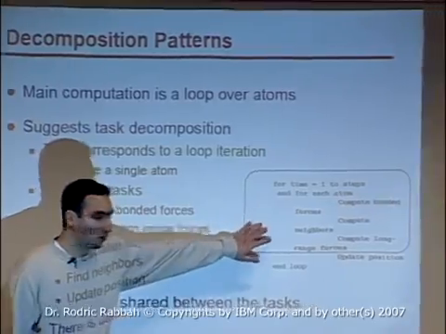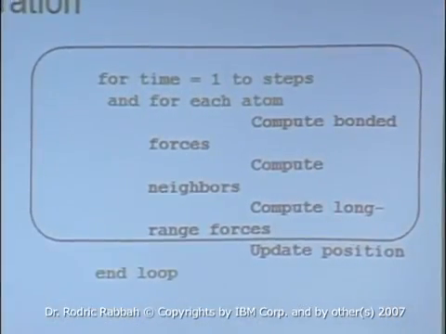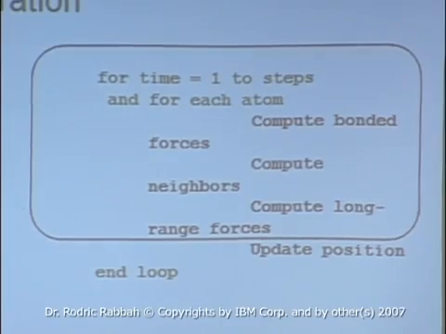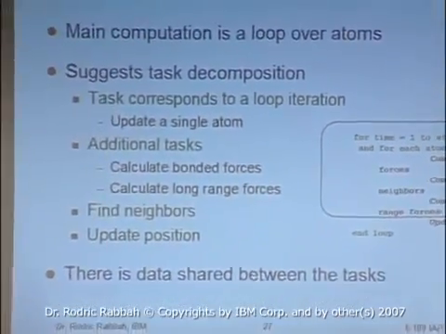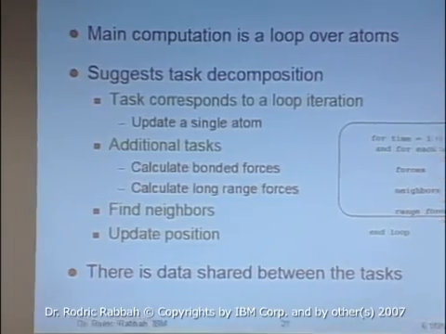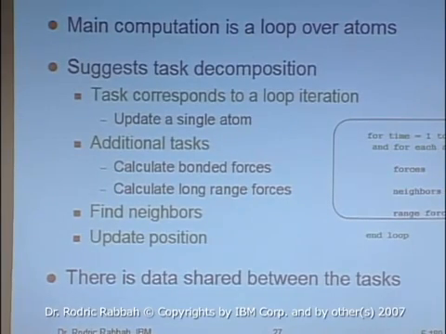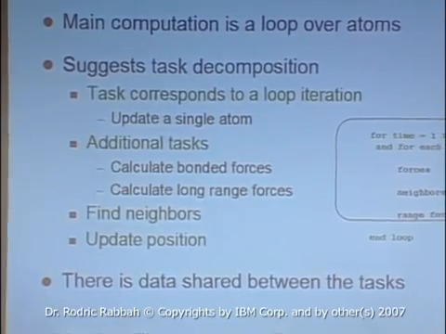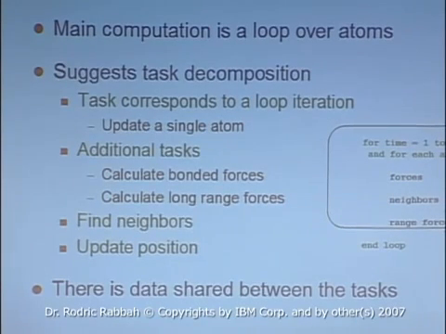OK, so this is the pseudocode again from the previous slide. Since all you have is a simple loop, that tells you where to look for computation. And since you're doing the same computation for each atom, that gives you the type of parallelism that we've talked about before. You can split up each iteration and parallelize those, so that each processor, for example, does one atom, or each processor does a collection of atoms.